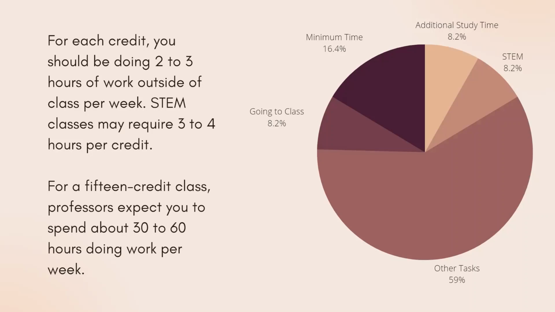work per week. And on this chart here, you can see that going to class is about 8% of the overall week. And then we have 3 sections that indicate time spent on work outside of class. The minimum time here is that 2 hours per week. Add on top of that the additional study time, that additional 8% to hit the 3 hours per week. And then for the STEM courses, add that final 8% on top of all of that.